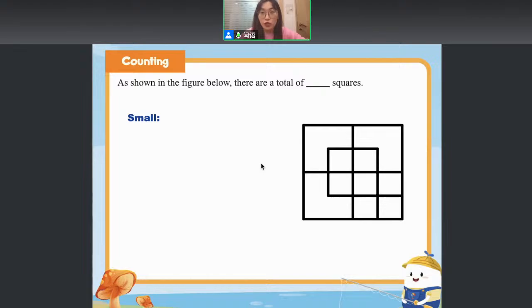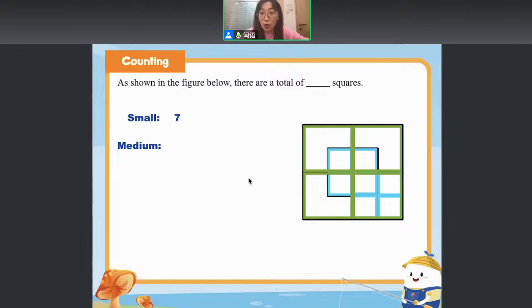Firstly, you need to focus on the small one. Usually we started from the smallest one. So how many small squares are there? Let's have a look. We have 1, 2, 3, 4, 5, 6, 7. Okay, so here, everyone, you just write it down 7. Write down small 7. Okay, and next one, we move on to the medium one. So for the medium one, again, let's try to count it one by one. Here, 1, 2, 3, 4.